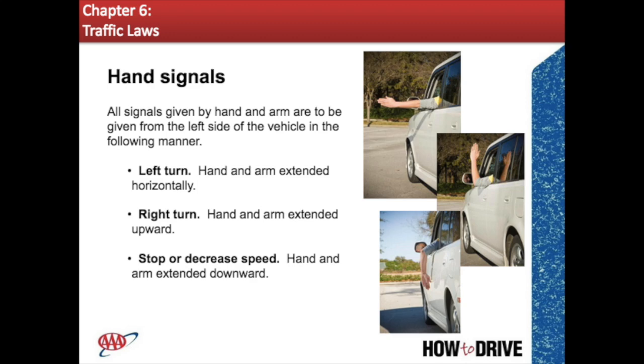Then we have signals. The method of giving hand and arm signals. All signals given by hand and arm are to be given from the left side of the vehicle in the following manner. Such signals should be indicated as follows. Left turns, the hand and arm should be extended horizontally. For right turns, the hand and arm should be extended upward. And for stopping or decreasing your speed, your hand and arm should be extended downward.